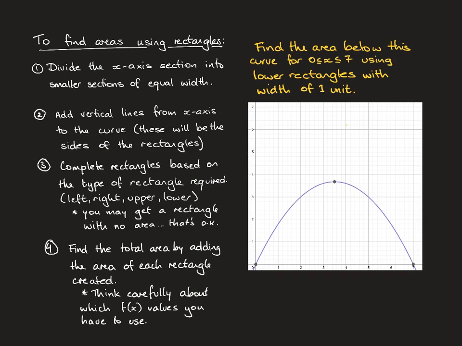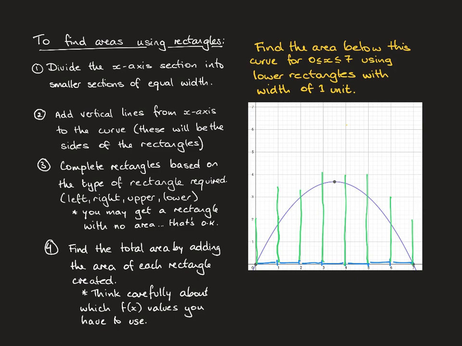Okay, so here we go. First step, I'm going to divide the x-axis into sections of equal width. So my question told me they had to be width of 1 unit, so that's what I've done here. Second step, I'm going to add vertical lines from the x-axis to the curve for each side of my little stick. So I should have a little stick sitting here, so I'll go ahead and do that. So there's all my vertical lines, and these first 2 steps are the same regardless of the sorts of rectangles that you're going to use.